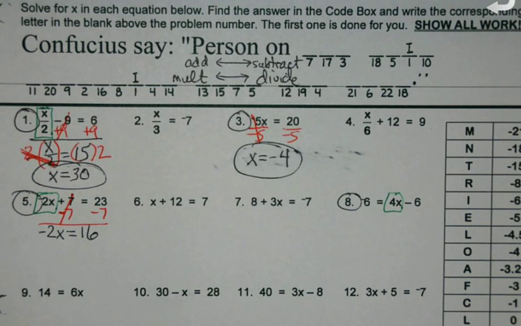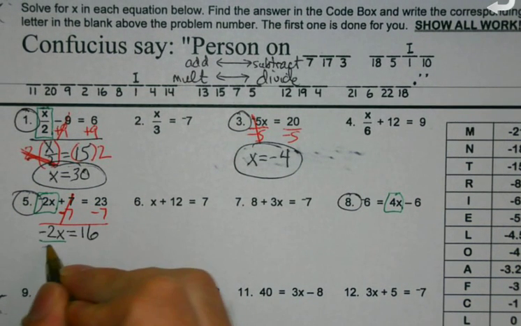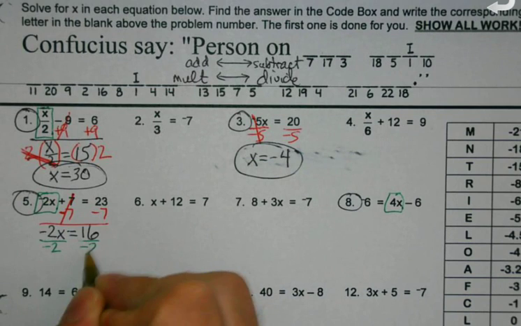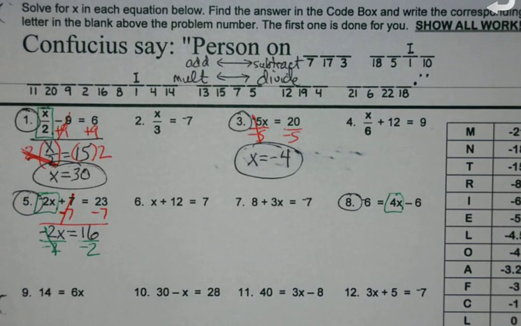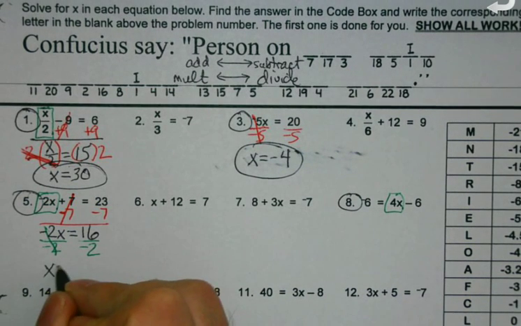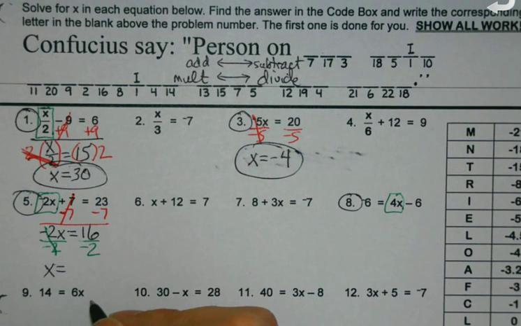I'm multiplying x by negative 2. Divide by negative 2. Again, we're just trying to get x completely by itself. What's 16 divided by negative 2?